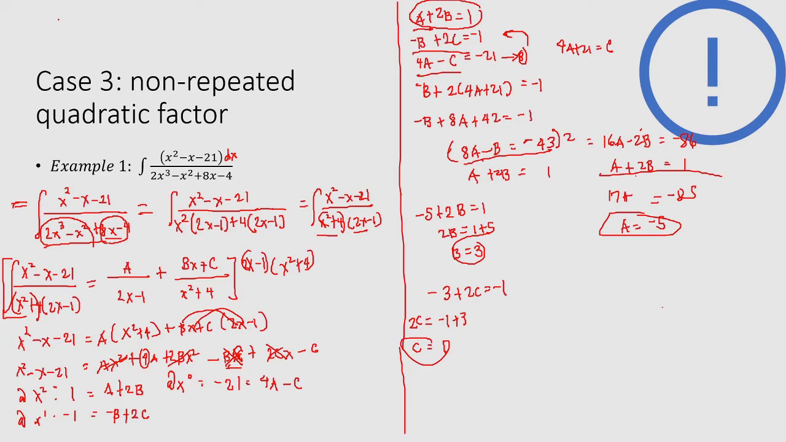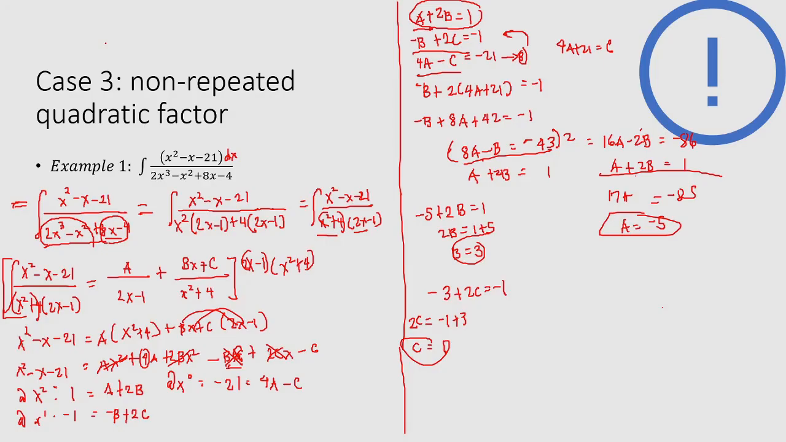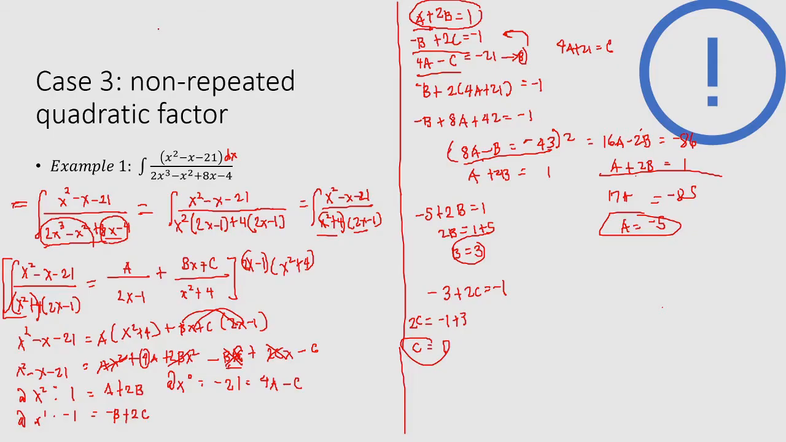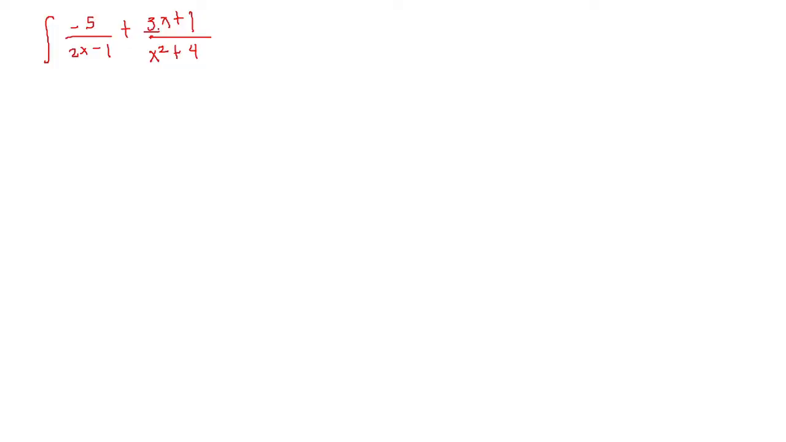A over 2x minus 1, our A is 5, so negative 5 over 2x minus 1. Then our Bx plus C is 3x plus 1 over x squared plus 4. So B is 3, C is 1. Okay, then do not forget Dx.